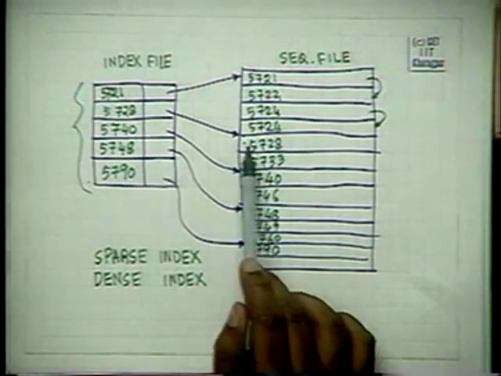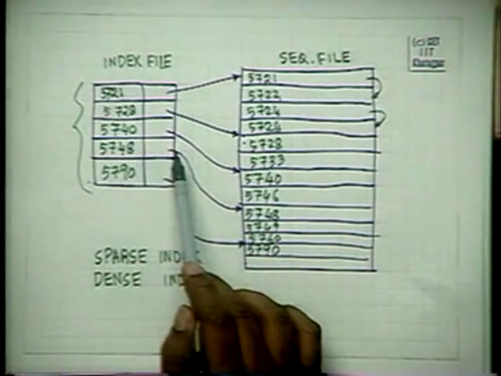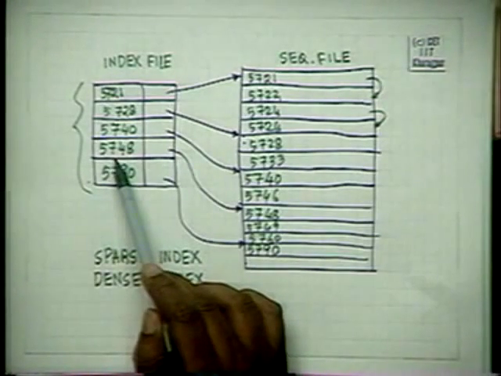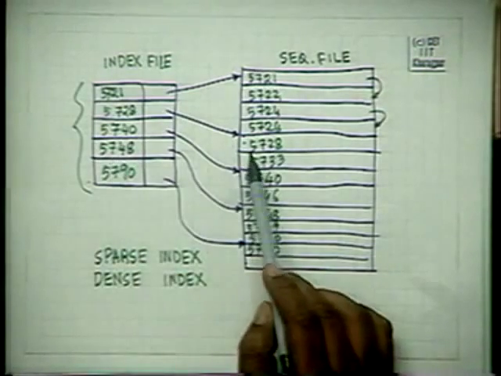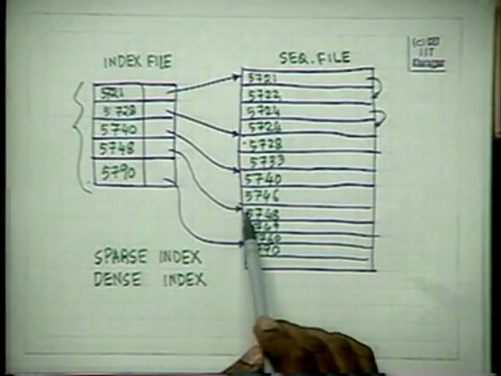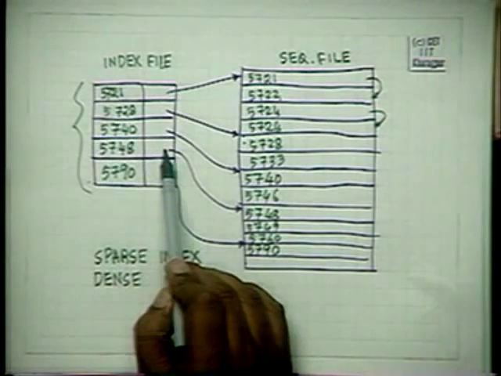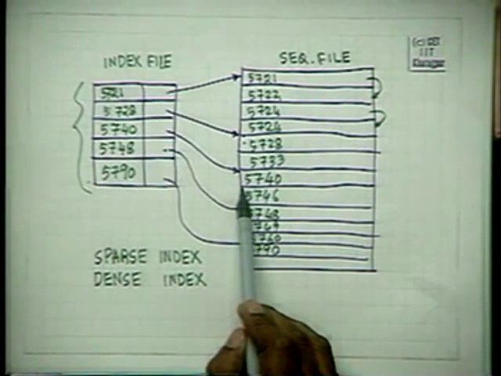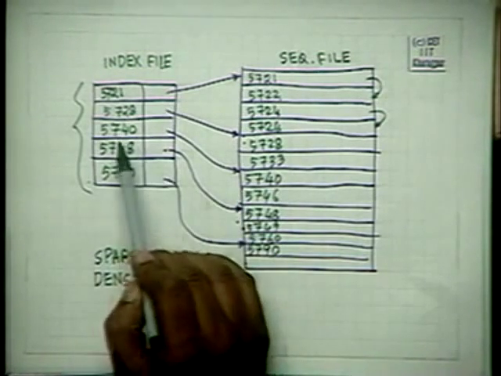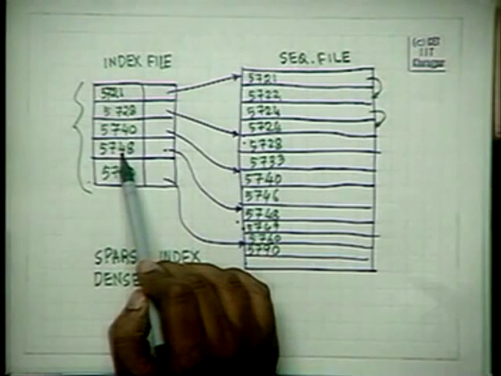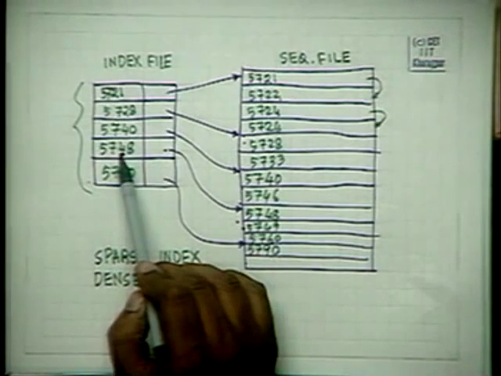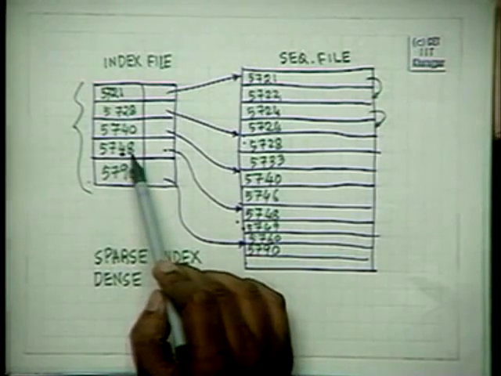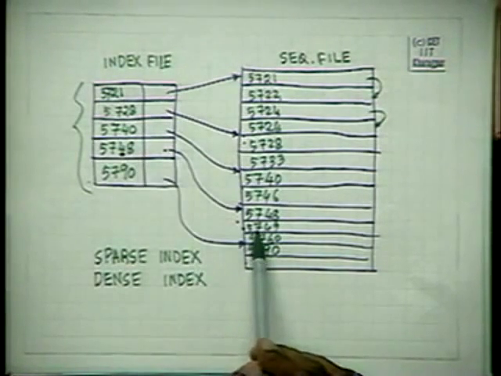Deletion, if you delete this in a dense index, you will have to delete this. In a sparse index, if you delete this, this need not be deleted. But in a sparse index, suppose I delete 5748, then when this 5748 is deleted, I may have to replace it by 5749, and put it here. If it is a sparse index, if I want to utilize the indexing space, then instead of just deleting, I may replace it by another one.